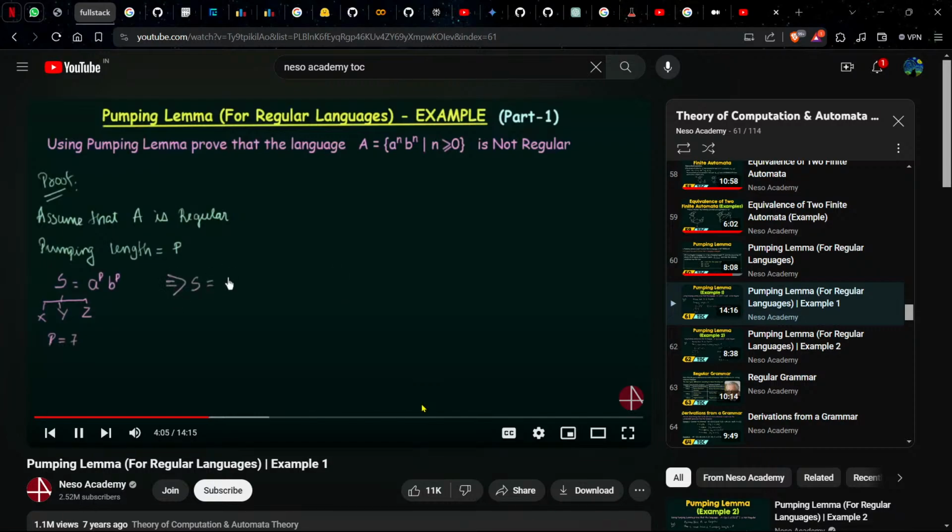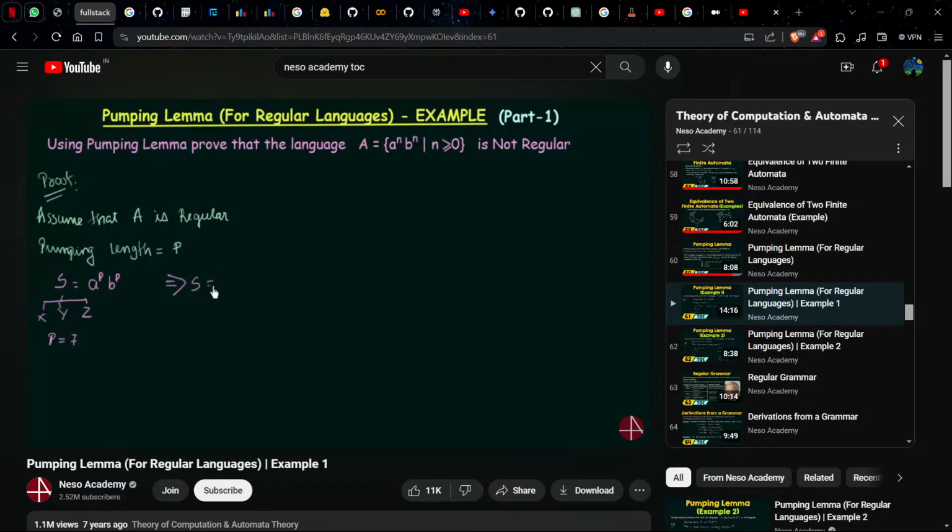So if my pumping length is equal to 7, how can I write this string s? I can write s is equal to 1, 2, 3, 4, 5, 6, 7, a 7 times, followed by 1, 2, 3, 4, 5, 6, 7, b also 7 times. Okay, now let's assume that this is our string, which has a pumping length of 7.